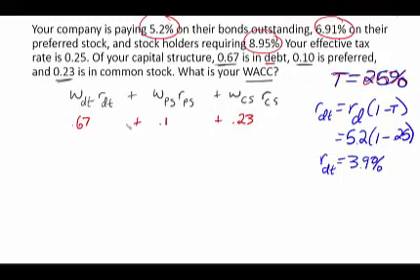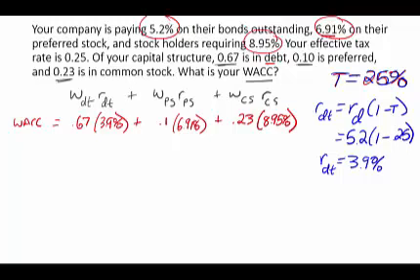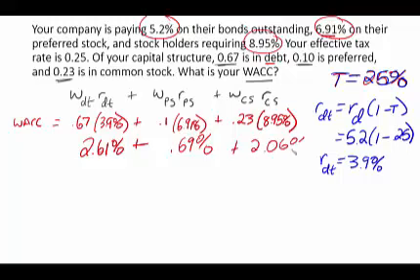Okay. So we are able to just plug all this stuff right in. We have RDT here, which is 3.9%. We have RPS, which is this amount right here at 6.91%. And then we also have this last amount on common stock at 8.95%. Okay, so when we run all these numbers all the way through, we end up with 2.61% on this one, plus 0.69%, plus 2.06%. So our total weighted average cost of capital on this one is going to be 5.36%.